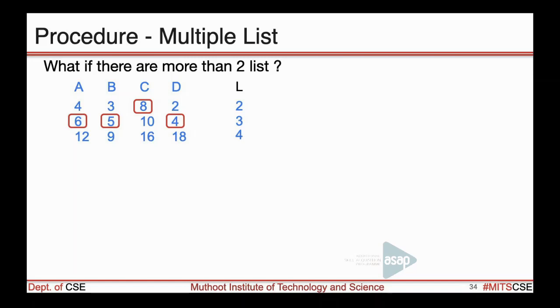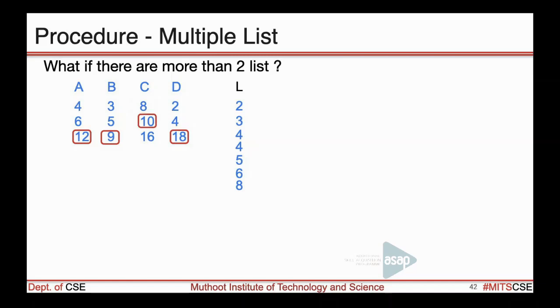Again 6, 5, 8 and 4, which is smaller? 4 is smaller. So 4 again got written over there and the pointer is incremented to 18. Okay. This process is continued. Now the next smaller value is 5. 5 is being written over there. The pointer is incremented to 6, 9, 8 and 18. 6 is the smallest value. 6 is being written over there. And the pointer is now pointing to 12.